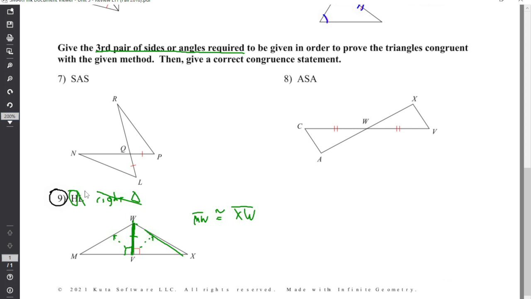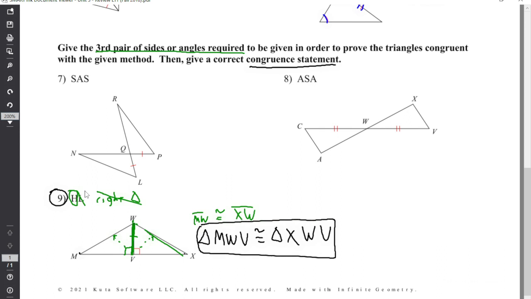Then, give a correct congruence statement. All right, this is different from congruence postulate when we're saying our methods. This is the statement. This tells us what everything matches up with. So we've got triangle MWV congruent to, and then we're going to match up all of our pieces. Since we put M first, we're going to put X first. And then W goes with W, V goes with V. There's our congruent statement in the correct order so that all the pieces are matching.